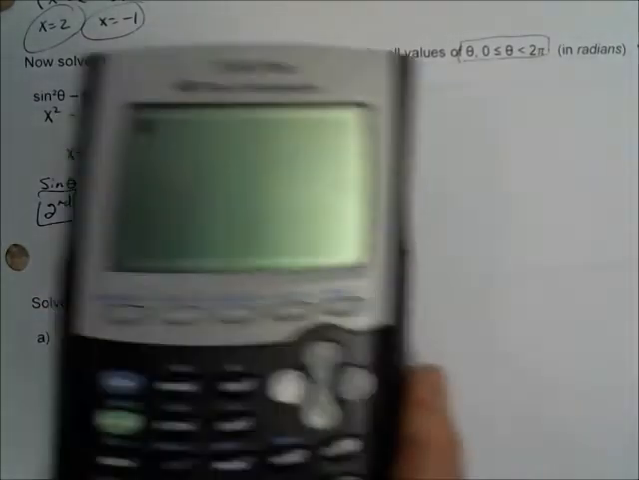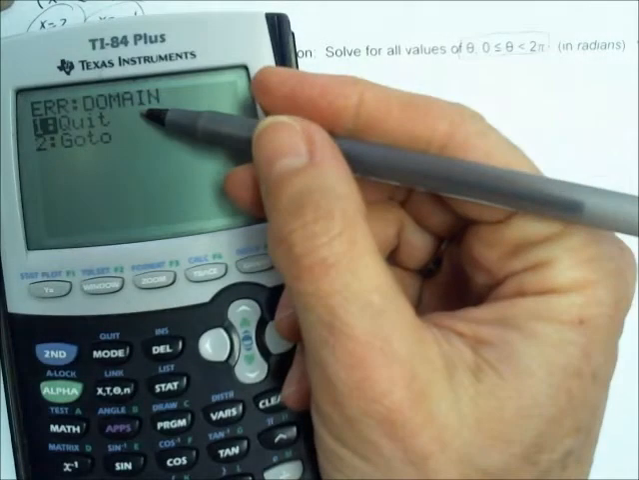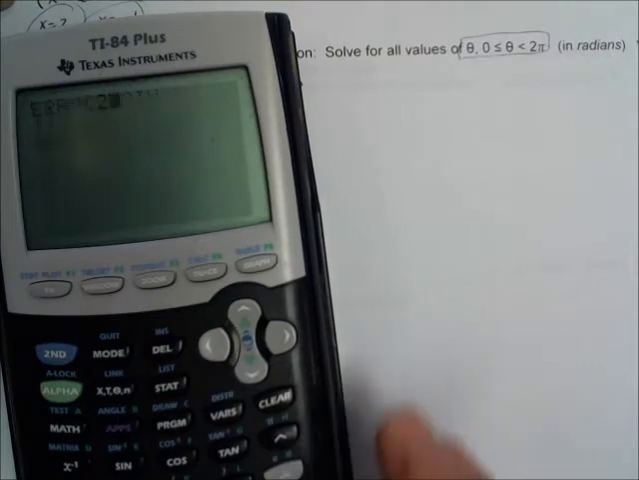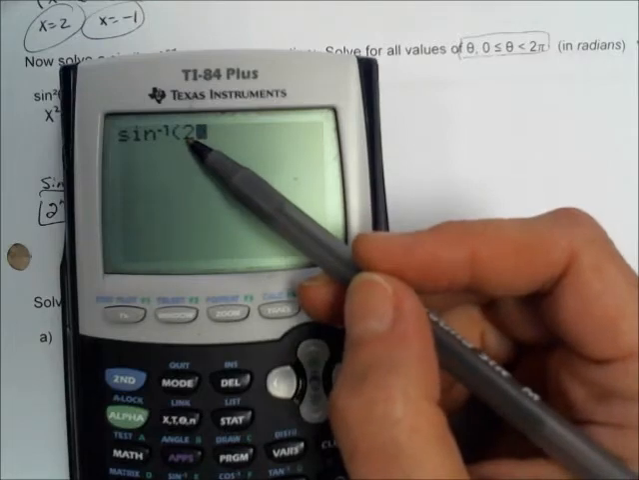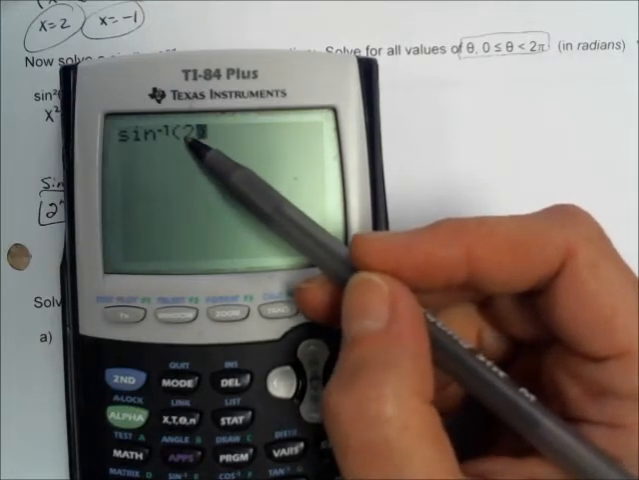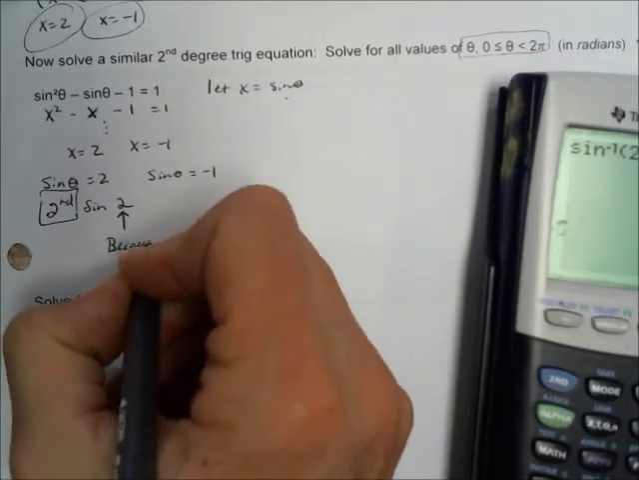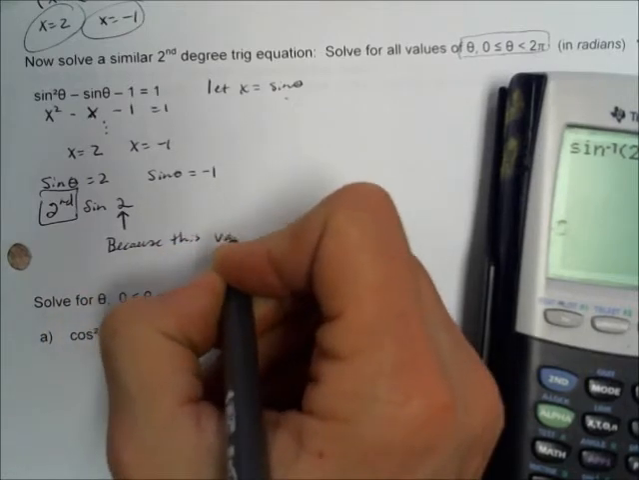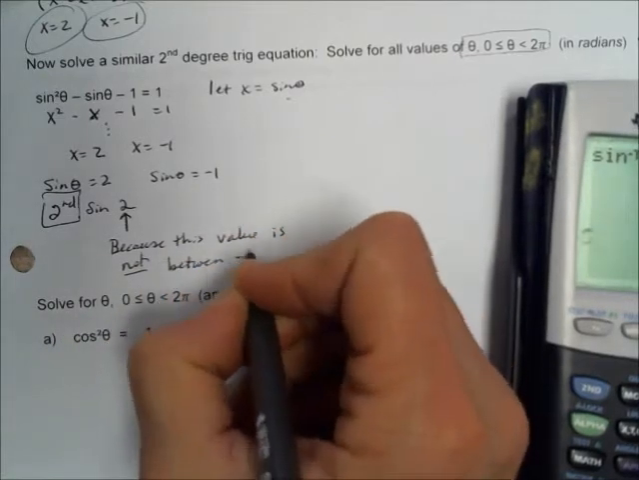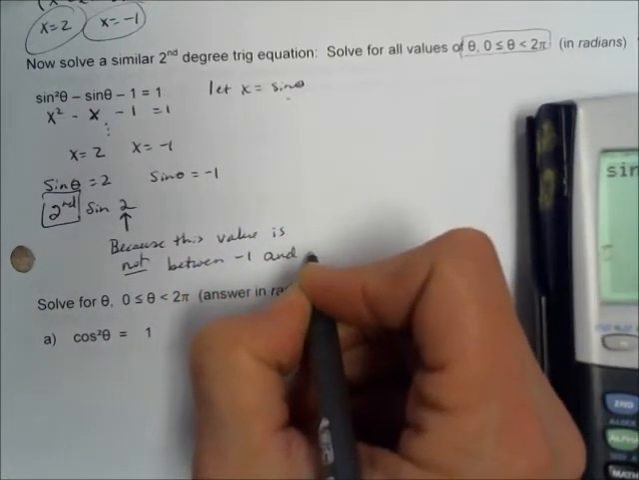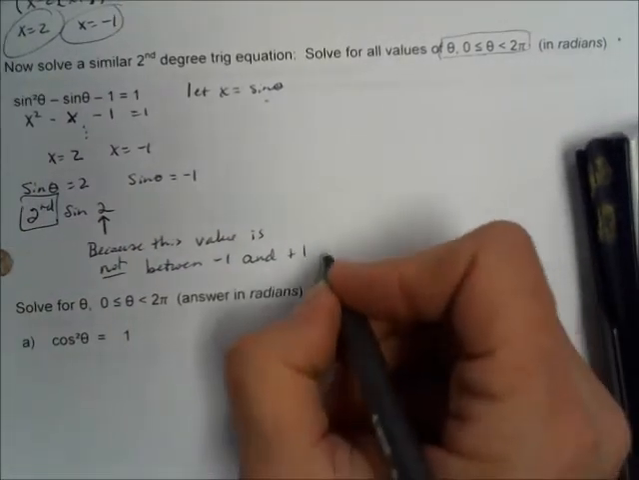of 2. And watch what your calculator does with this. Inverse sine of 2. It's going to give you an error message. Because you can't do an inverse, there is no angle whose sine is equal to 2. This number has got to be between -1 and 1. So because this value is not between -1 and +1, for this part of the equation, there is no solution.